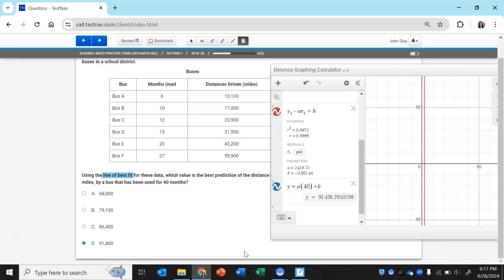Okay, so that's the practice I have for the TestNav. TestNav is the application that you're going to use to take your SOL next week. I showed you where to find Desmos, some of the tools, and how to answer the questions that are a little different from multiple choice questions.